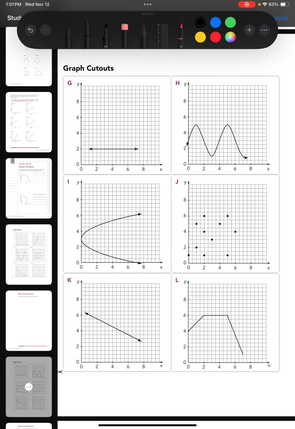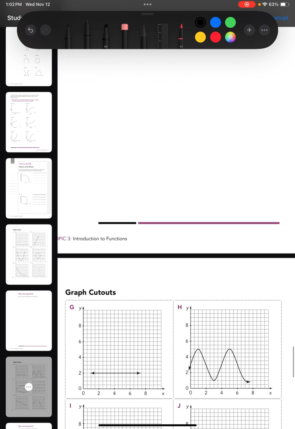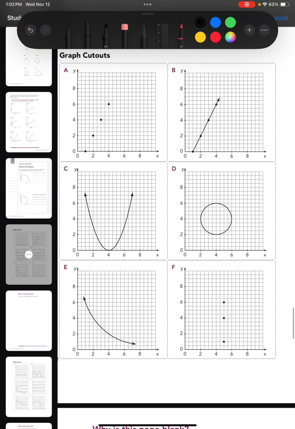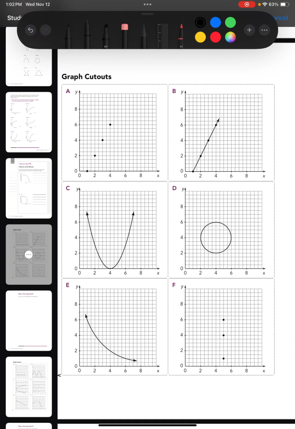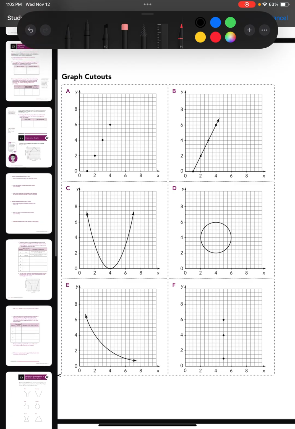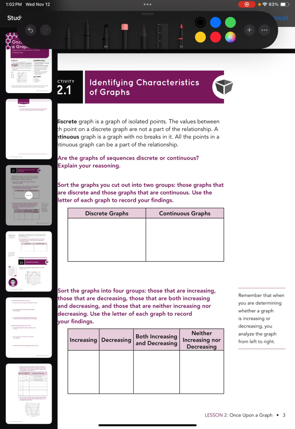Continuous is a graph with no breaks in it. So you will see a line connecting the points. So on this page, G, H, I, K, L, those would all be continuous. And on that previous page before, E, D, C, B, and A, or C and B would all be continuous. So scrolling back up to that page, if I want to fill those in, the discrete ones were A, F, and J, and our continuous ones were all the other ones, B, C, D, E, G, H, I, K, and L.